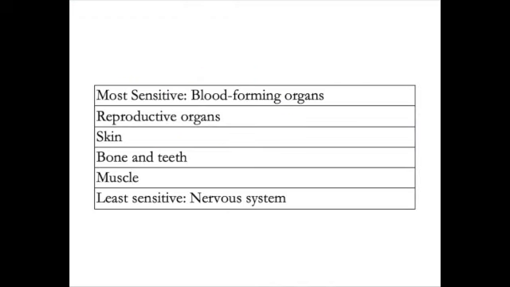Tissue sensitivity. In general, the radiation sensitivity of a tissue is proportional to the rate of proliferation of its cells, and inversely proportional to the degree of cell differentiation. For example, the following tissues and organs are listed from most radiosensitive to least radiosensitive: blood-forming organs, reproductive organs, skin, bone and teeth, muscle, and the least sensitive, the nervous system.